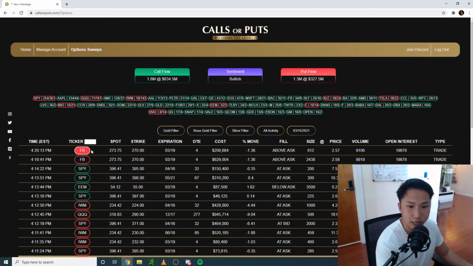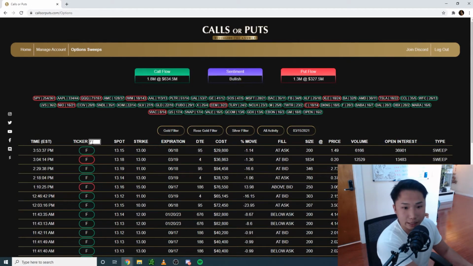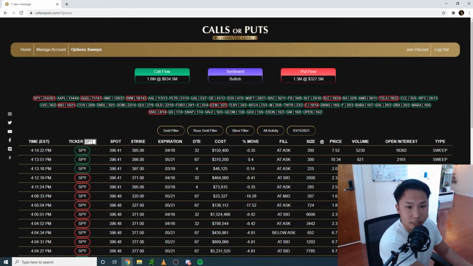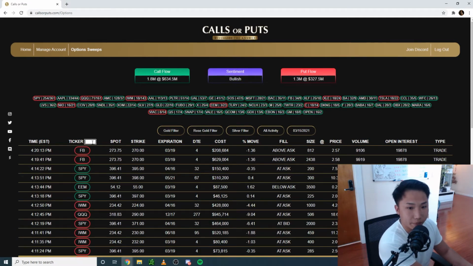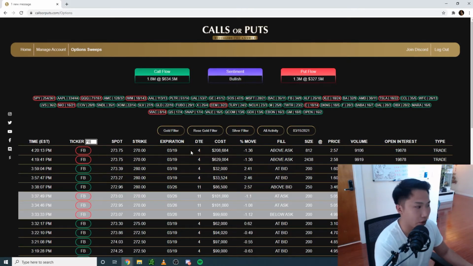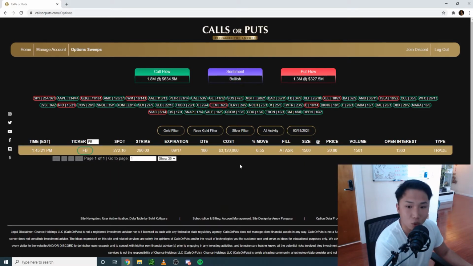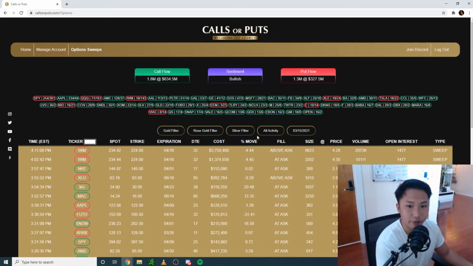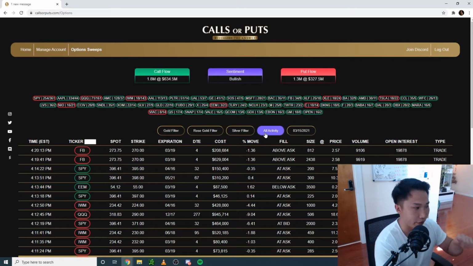If it's Facebook and it shows red, it means that it's a put. If it's green, then it's a call. This is the ticker itself. As you can see, ticker has this little blank space here. If you type in something, it would automatically bring in only that specific thing. You must type it fully so that it can pick it up. Make sure you clear that, because if you put Facebook, only Facebook would come. So if you were to click gold filter after the fact, only Facebook would show, unless you take that out and you have everything that is a golden filtered sweep.